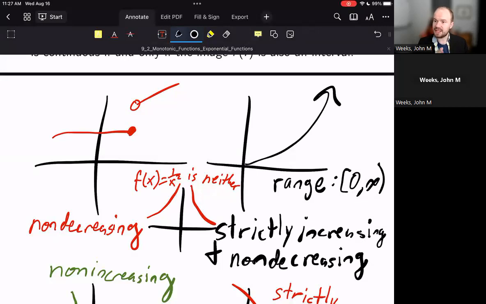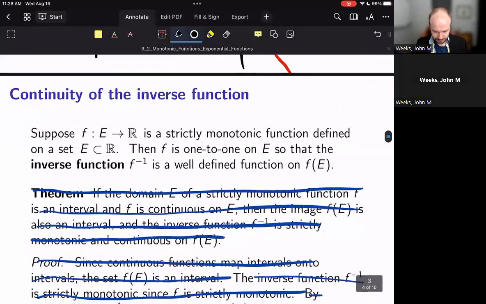This one in particular, you can see that this is only the right half of something that might be thought of as f of x equals x squared. So if I wanted to find its inverse function, then I could just take this and flip it along the line y equals x and get the square root function instead.